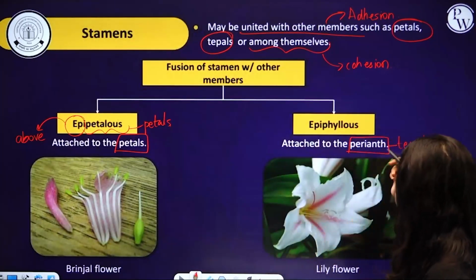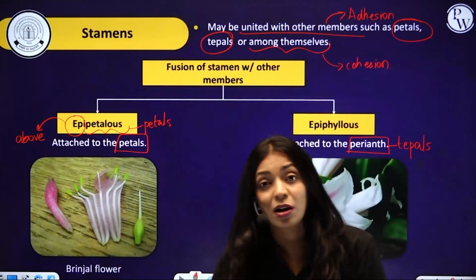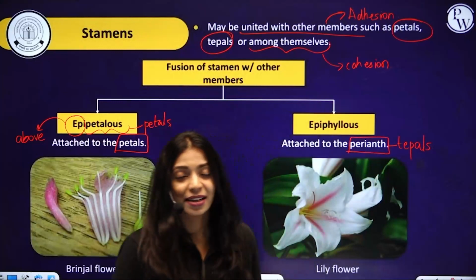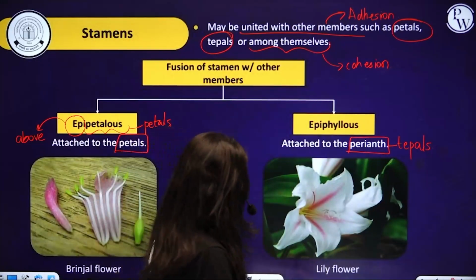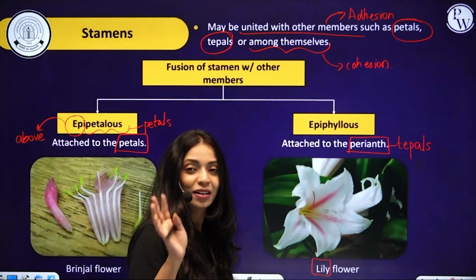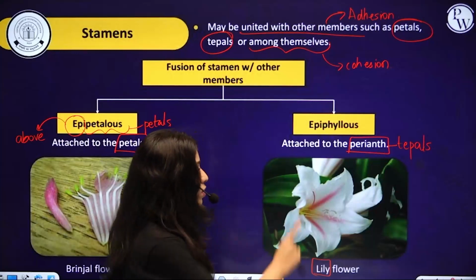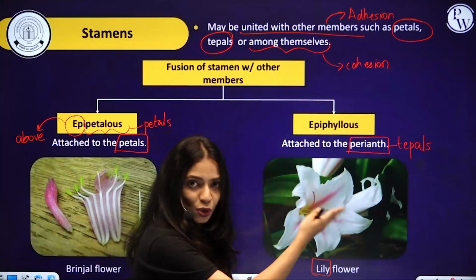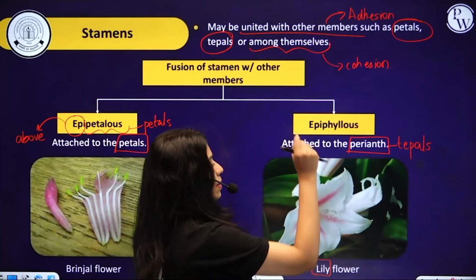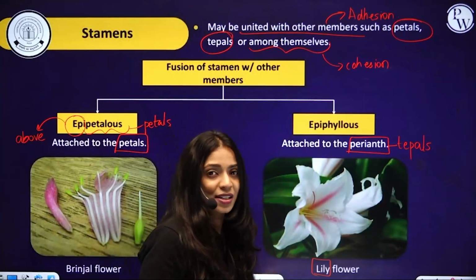Similarly, sometimes it can be attached to the perianth or tepals also. In this case, we do not use the term epitepalous. We say it is epiphyllous. Okay. So, in lily flower, you know, there is no segregation between calyx and corolla. All they have is one non-accessory whorl, which is called the perianth, and the individual units are called tepals. If the stamen is attached to the tepals, we call that condition epiphyllous.